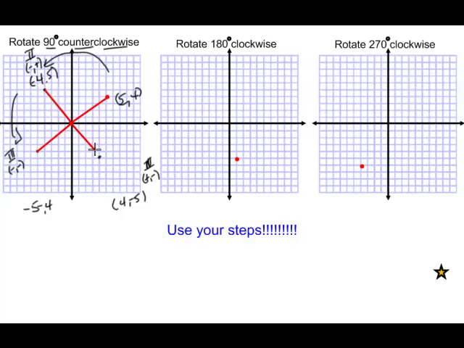And you can see that we made what? We made it kind of an X. And then each one of these would be the same distance from the origin.